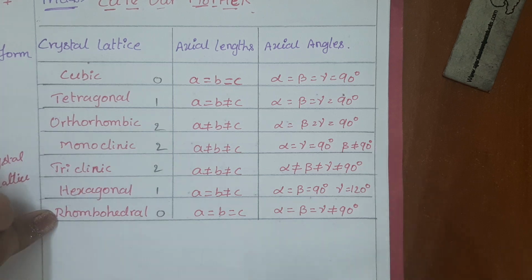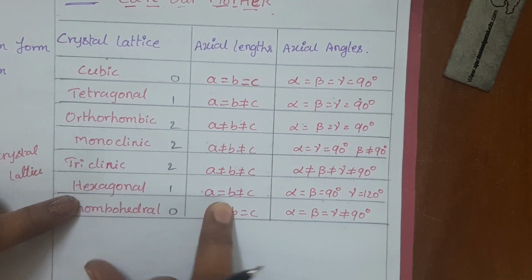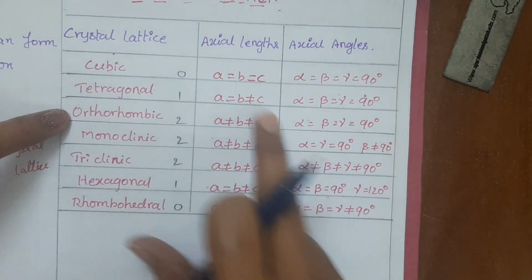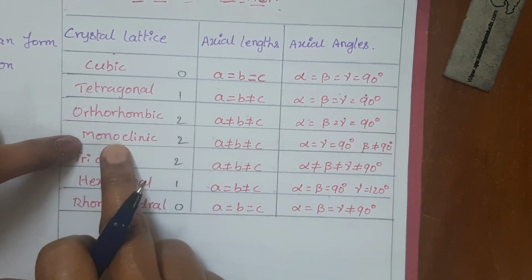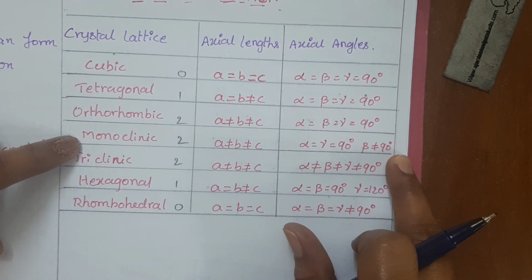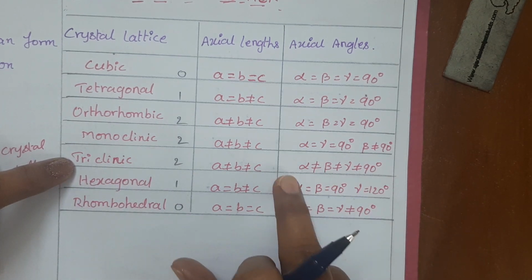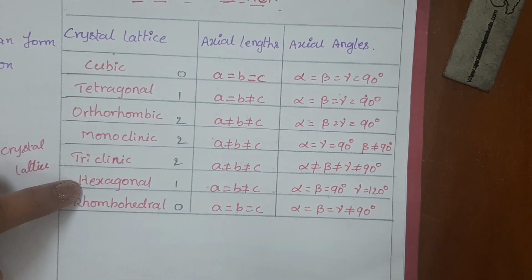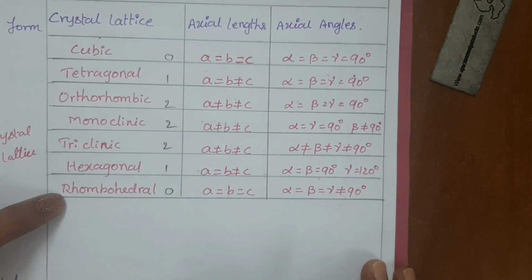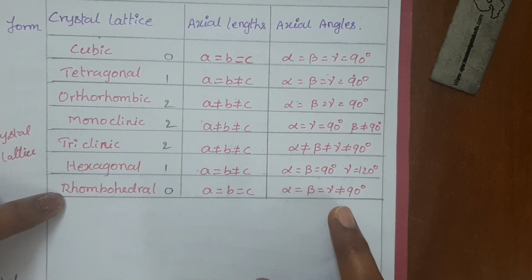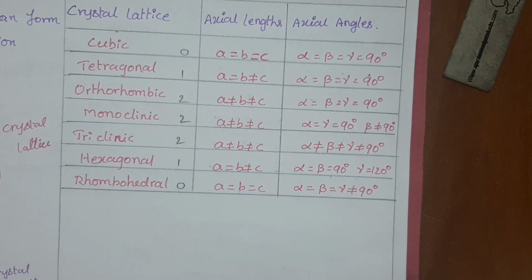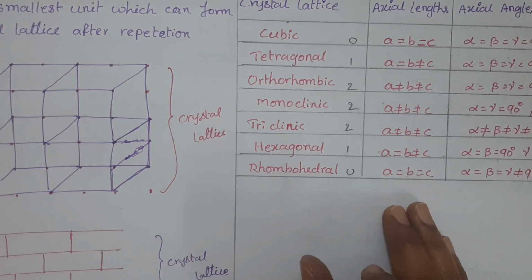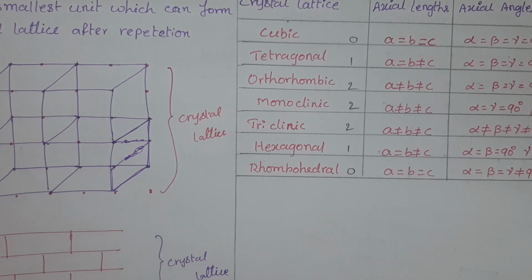Okay, that means axial angle. So this is the way to write the axial lengths and axial angles. Cubic, tetragonal and orthorhombic all have alpha equals beta equals gamma equals 90 degrees. For monoclinic, one is unequal, that is beta is not equal to 90 degrees. For triclinic, 3 are unequal: alpha, beta, gamma are not equal to 90 degrees. For hexagonal, one extra angle is there, that is gamma equals 120 degrees. And rhombohedral is alpha equals beta equals gamma, not equal to 90 degrees. So in this way we can memorize the 7 primitive unit cells and their axial lengths and also axial angles.